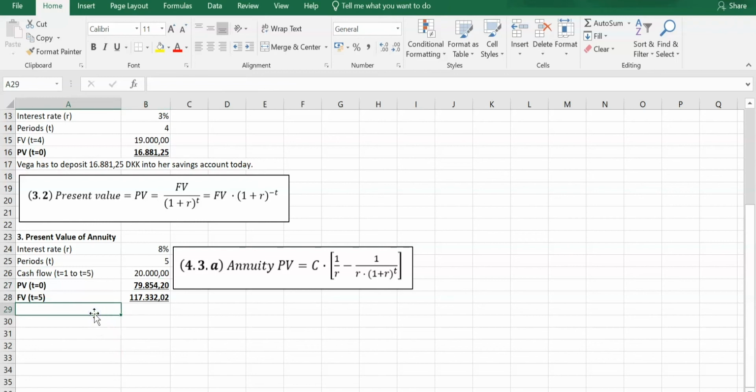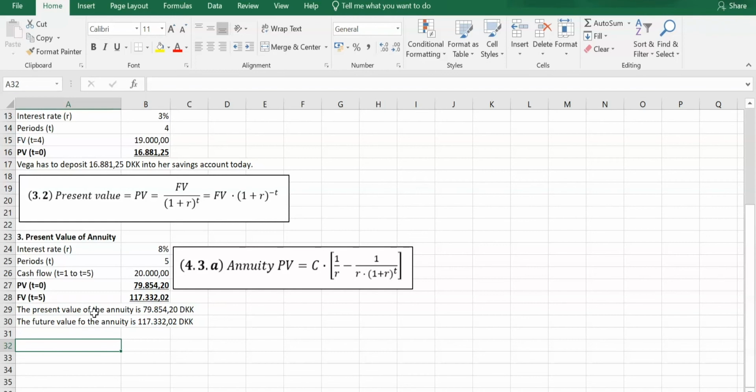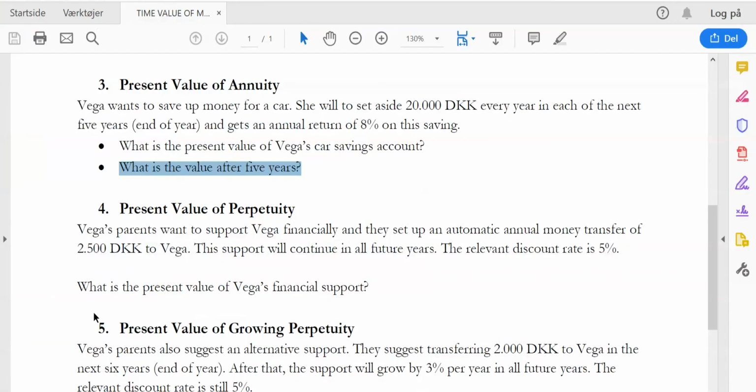Now we are ready to write the conclusion. So the present value of the annuity is 79,854.2. The future value of the annuity is 117,332.02 kroner. So those are the two conclusions. Now we are ready to jump into the next question, which is question 4, where we have to find the present value of a perpetuity.